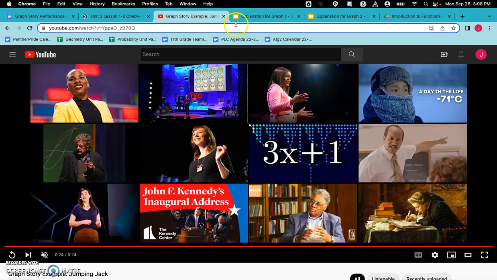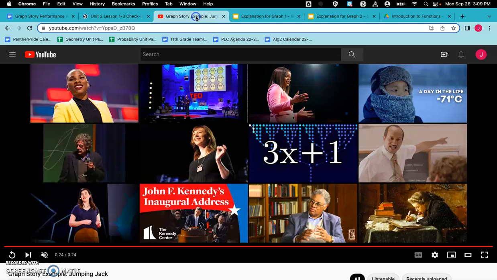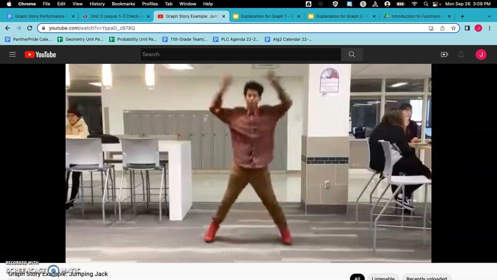I just want to go over that first graph for the jumping jacks problem. So here's the graph right here. I'm going to show you how to label it in a second. First, let's just watch the video one more time.